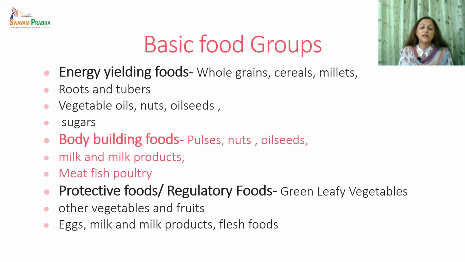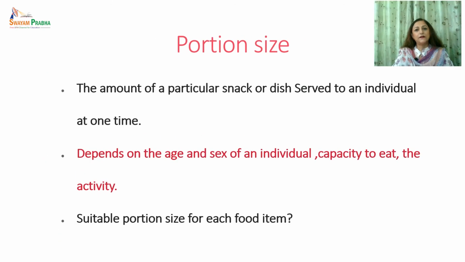So these are the three basic food groups. When we are planning a balanced diet, we have to include one food from each of these basic food groups, and that too in correct proportion, because if we falter on the proportion, this may again make our balanced diet unbalanced. So along with food groups, we should also study the concept of portion size. Portion size is another important parameter which is to be considered while planning a balanced diet.